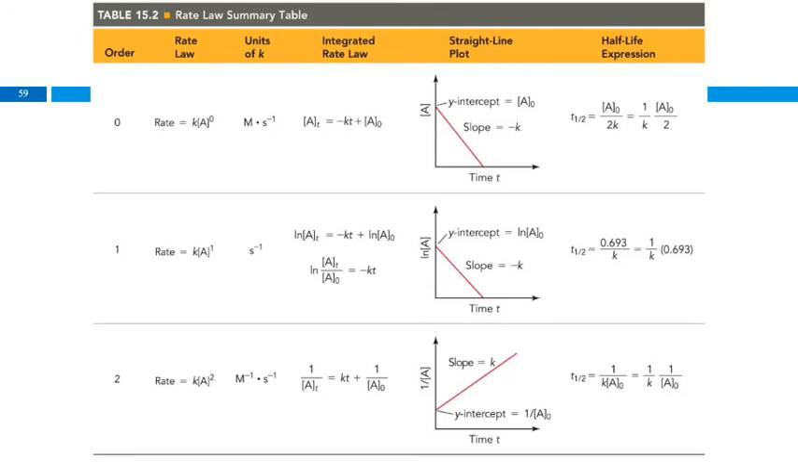So there are all the things. I made this a page on Canvas so that you can pop it up and look at it anytime you want, because it's just really, really useful. We've got order, so we've got zero, first, and second. We have the rate laws for those types of reactions, the units for K, the integrated rate laws, what gives a straight line plot, and the half-life expressions. Referring to this table, you should be able to use these equations to solve problems.